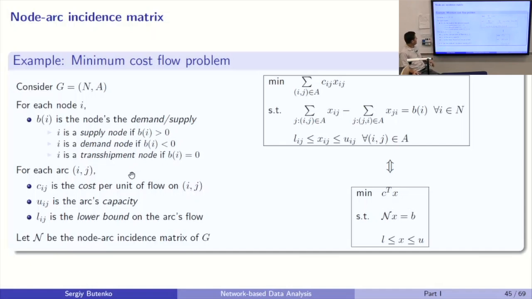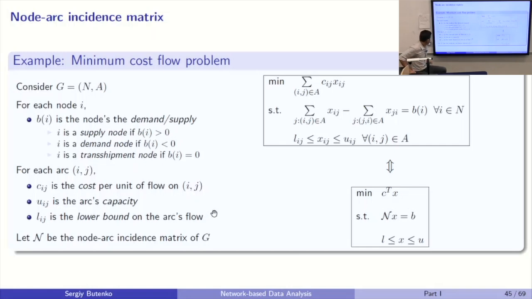And then for each arc, by Cij, we denote the cost of one unit of flow on this arc. So how much it will cost to transport one unit. Then there is the arc capacity given by Uij. So this is the maximum you can send. So let's say it could be a truck capacity or something, or the train capacity. You cannot send more than this. There may be a lower bound on the arc's flow. That's also a possibility. So for example, in pipelines, you cannot send less than a certain quantity as well, right? So there can be a lower bound on the quantity that you have to move as well.